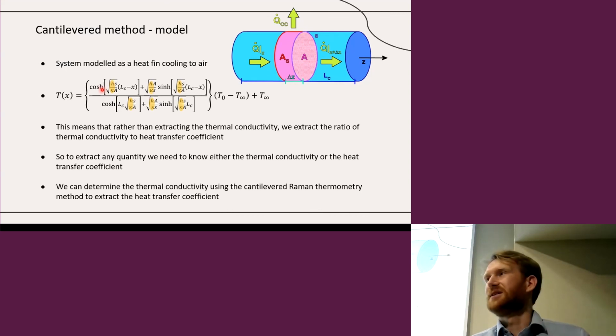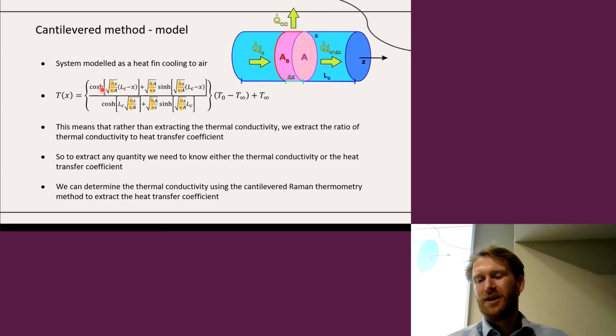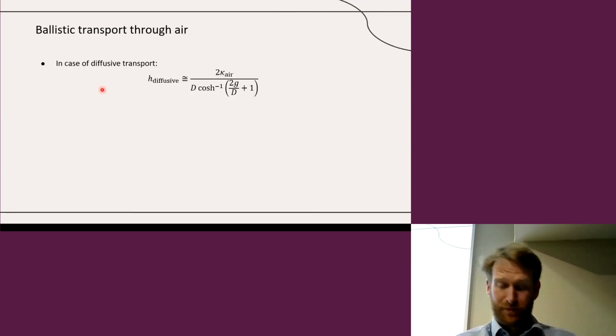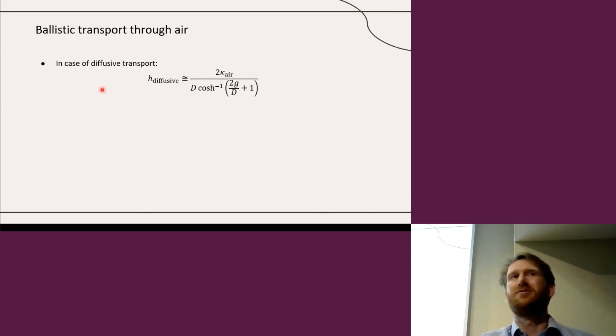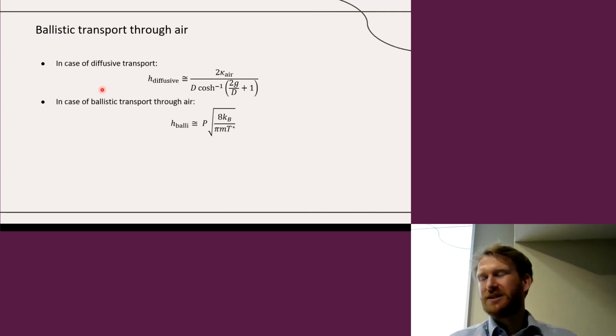But since in this geometry we know how to extract the thermal conductivity using just heating with a laser, we can extract the thermal conductivity like that and use it to measure the transport through air. So what you can do then is try to model that with different equations. In a diffusive case, you're effectively saying we are limited by the diffusion of our air molecules to take the heat away. And the other limit is the ballistic limit, where you're limited by the amount of air molecules available to take the heat away, right?